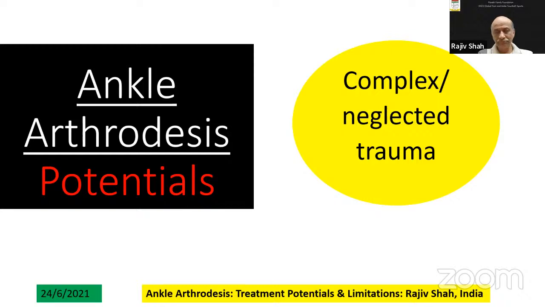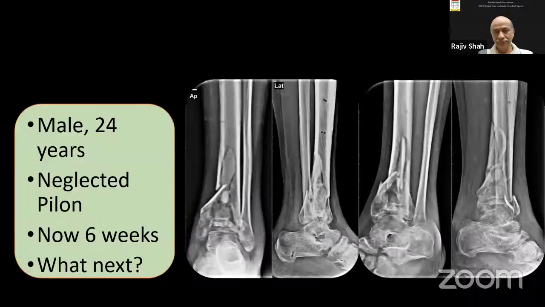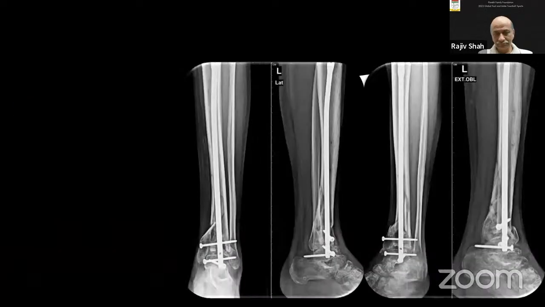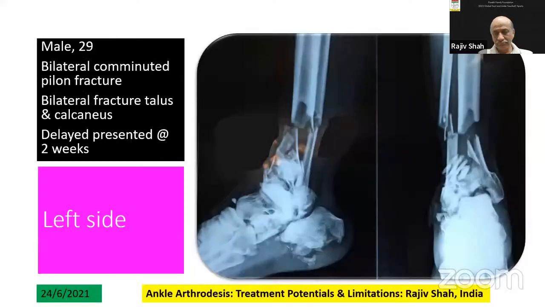Complex or neglected trauma, ankle arthrodesis would be a boon. A male of 24 years had a neglected pilon fracture. It was now 6 weeks. What could be done? This patient was treated with antegrade nailing and antegrade nailing assisted ankle fusion.